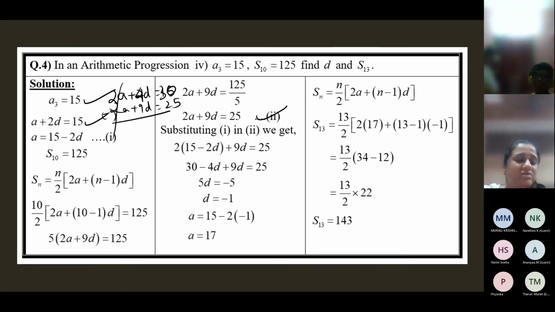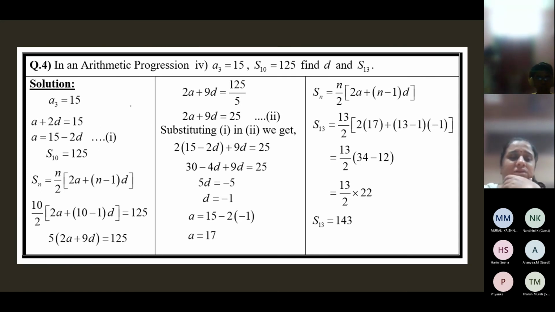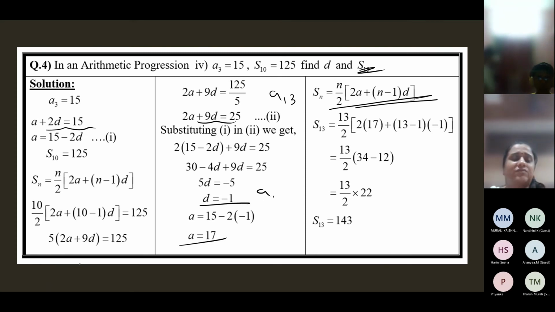I have solved using the substitution method. You can do the elimination method, or any method, even the cross multiplication method. You have two equations. You'll have to solve them. That's all. And then once you get the values of A and D, find S13. Use the S13 formula, because you don't know A13. Or you can find A13 and then use that formula.